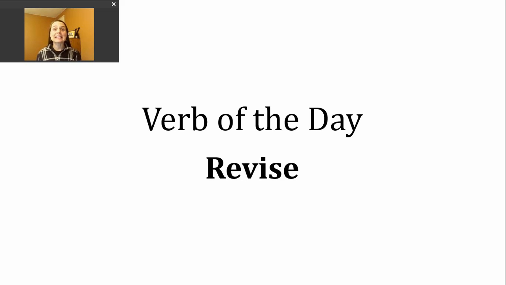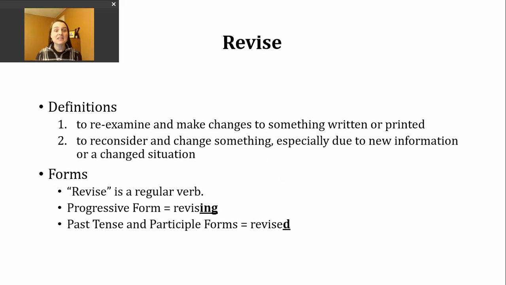Today's verb is revise. Let's take a look at some of the definitions for this verb. The first way you might hear the verb revise used is to mean to re-examine and make changes to something that has already been written or printed.